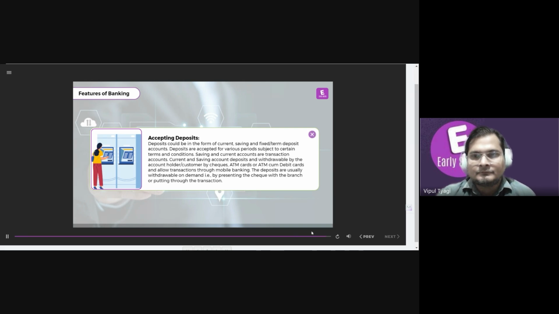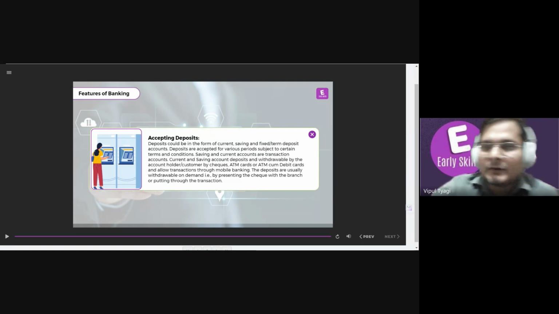So, accepting deposits: banks accept deposits in the form of current account, saving account, fixed deposit, recurring deposit, in different types of deposits. Deposits are accepted for various periods; for different periods they are deposited.